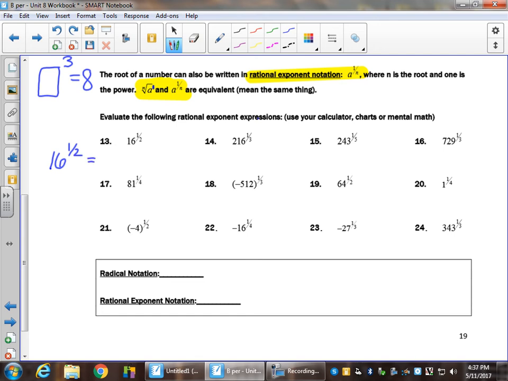Well, when I look at my definition, it says n is the root. So when I look here, 16 to the 1/2, the denominator is the root. So I am actually taking the square root of 16 to the first power. But we don't ever really write the first power. So this is really just the square root of 16. I know the square root of 16 is 4, and I'm done.